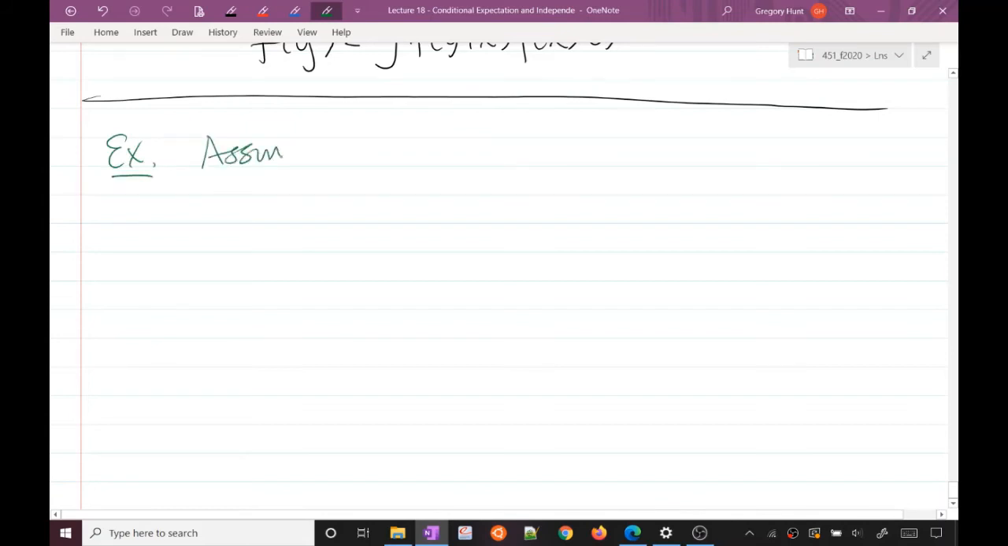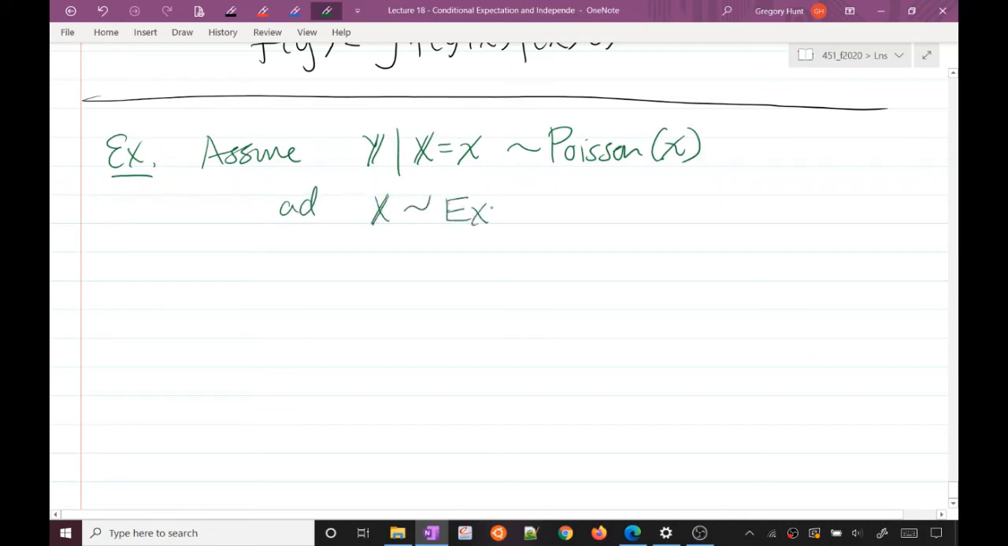Let's assume that the conditional distribution of y given x is Poisson in whatever x is. So given we know what x is, some little x, Y has a Poisson distribution with parameter, instead of lambda, we're calling it little x. And let's assume that x marginally has an exponential distribution. The distribution of x marginally is exponential.